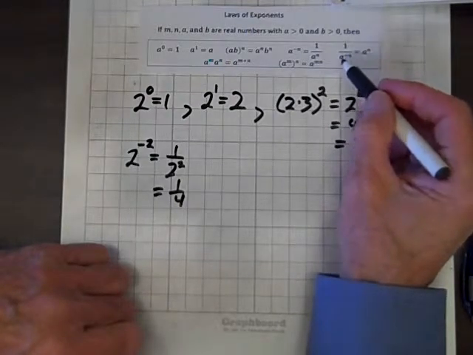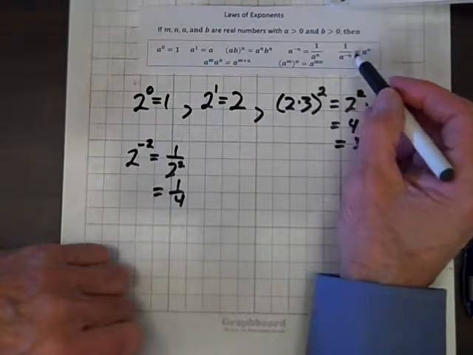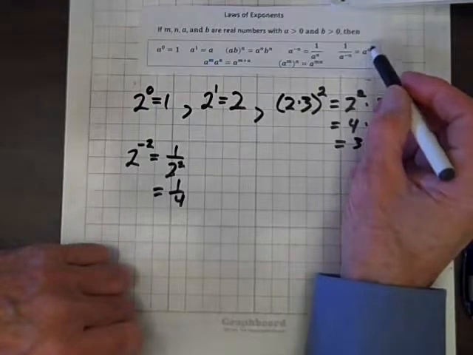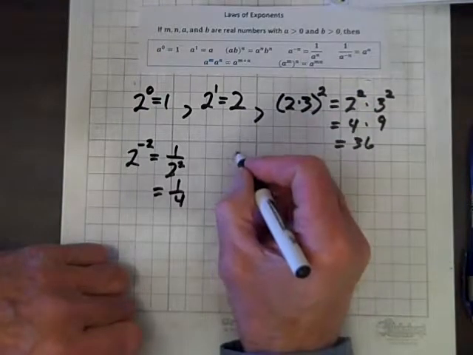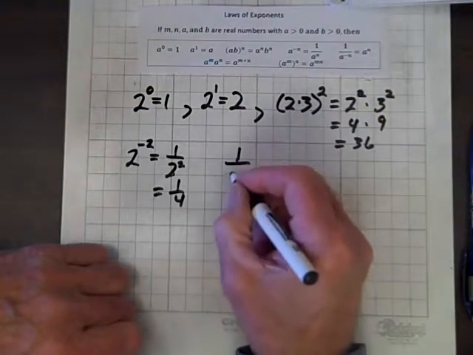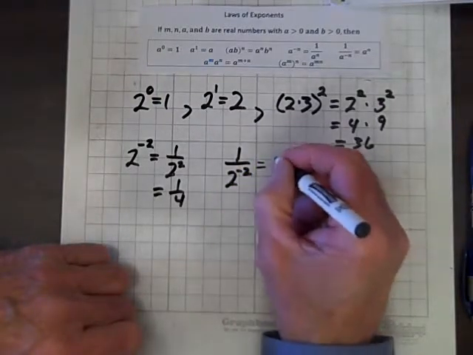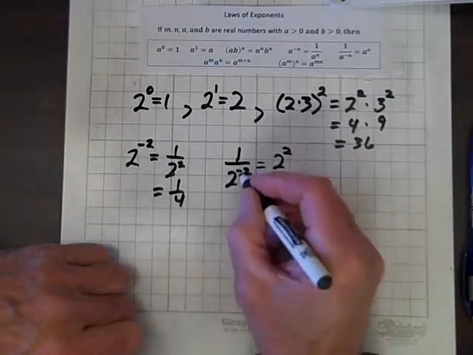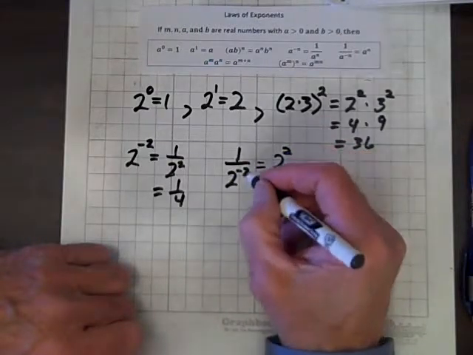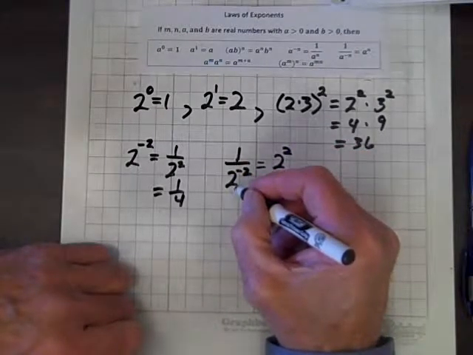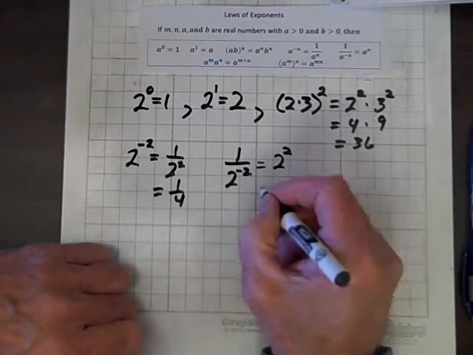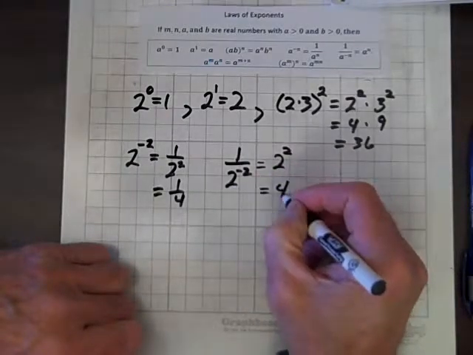Correspondingly, 1 over a to the negative n equals a to the n. For example, 1 over 2 to the negative 2 equals 2 squared. I changed the sign on the exponent, so I moved the base from the denominator to the numerator, and that equals 4.